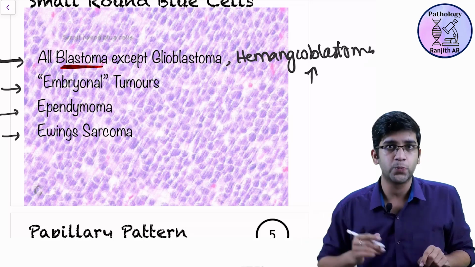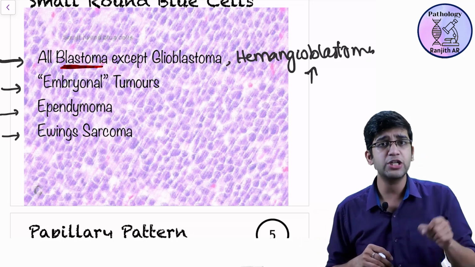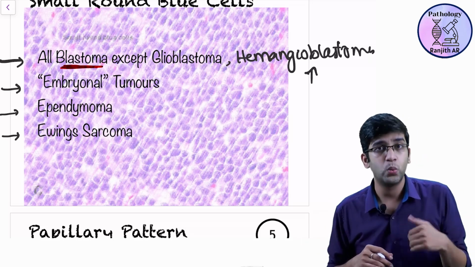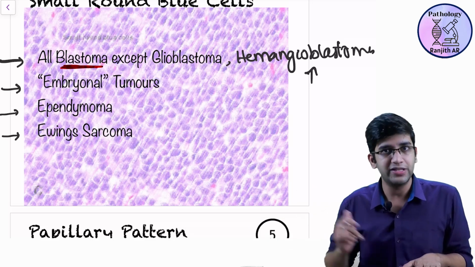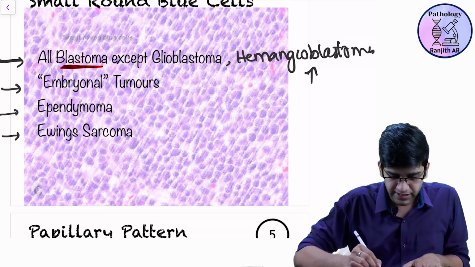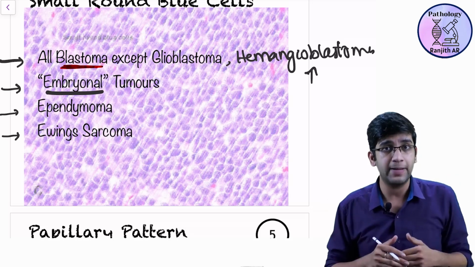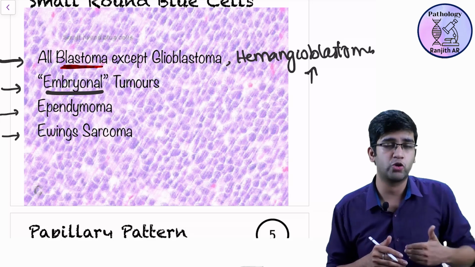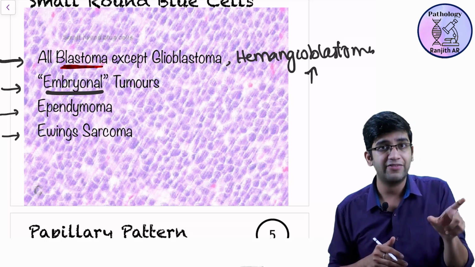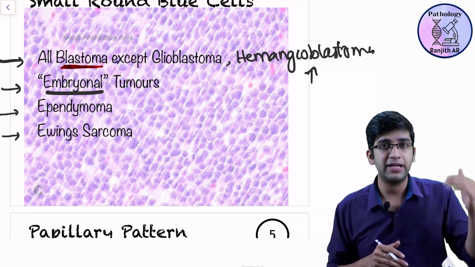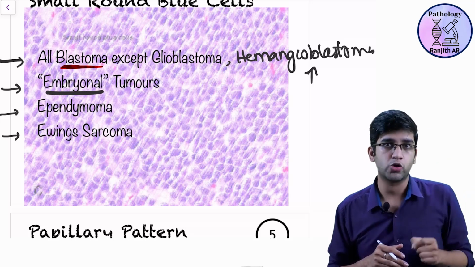This came in an MCQ, NEET exam. Hemangioblastoma will not have small round blue cells, it will have vessels. Glioblastoma we'll see soon. Okay? Embryonal tumors. What I mean by that is, if any tumor has embryonal in the name before it, embryonal rhabdomyosarcoma, it will be having small round blue cell morphology. Ependymomas in the CNS, small round blue cells.